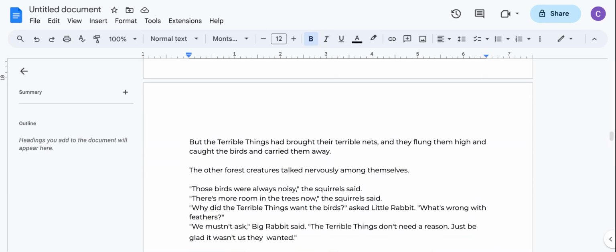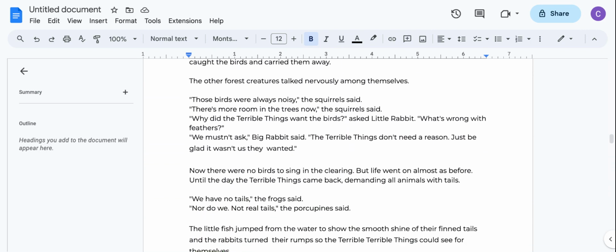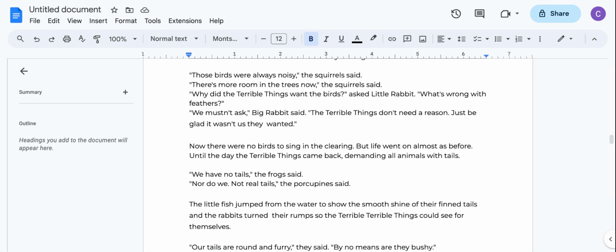But the terrible things had brought their terrible nets, and they flung them high and caught the birds and carried them away. The other forest creatures talked nervously amongst themselves. Those birds were always noisy. Noisy, the squirrel said. There's more room in the trees now, the squirrel said.